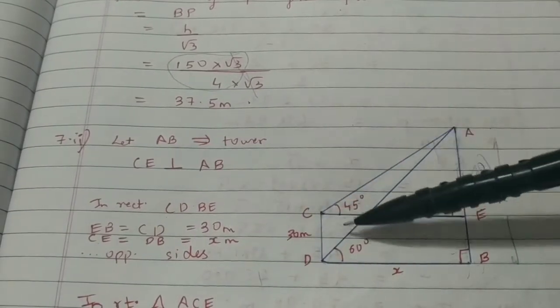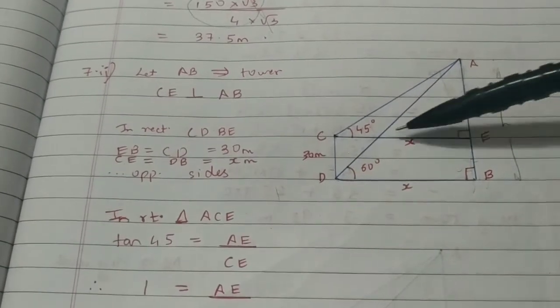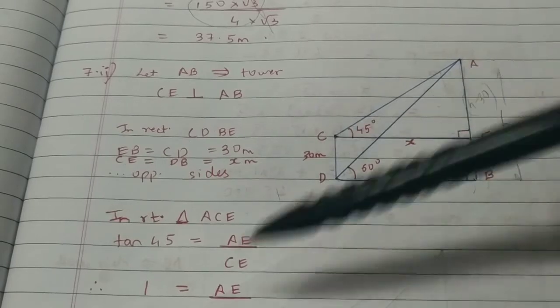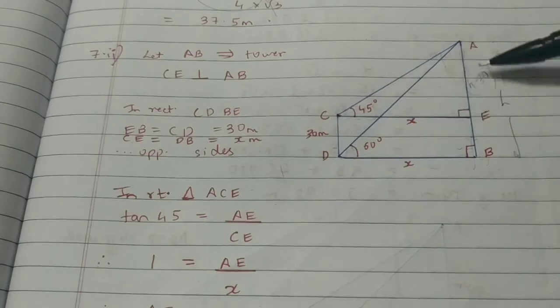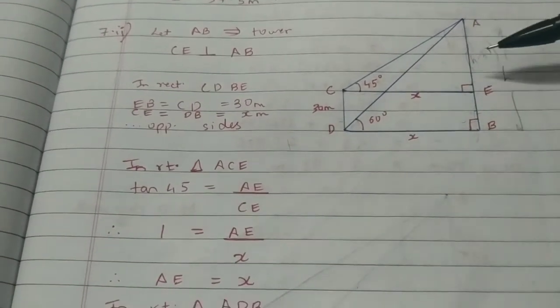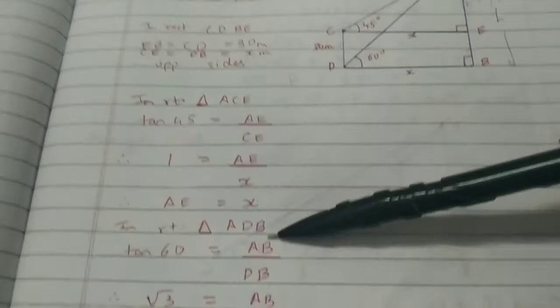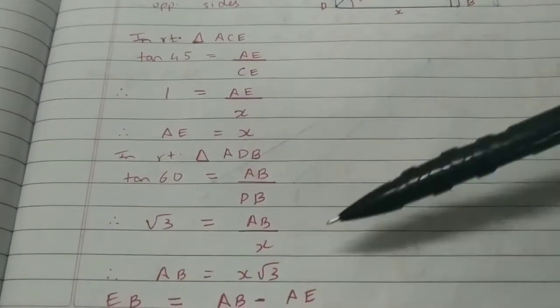Now, in this triangle CAE, I'm going to find tan 45, which is AE upon CE, and tan 45 is 1. It's an isosceles right angle triangle, right? So that means AE will also be equal to X. Okay, so far so good. Similarly, in triangle ADB, the big triangle, I will use the tan 60 value and get the value of AB as X root 3.